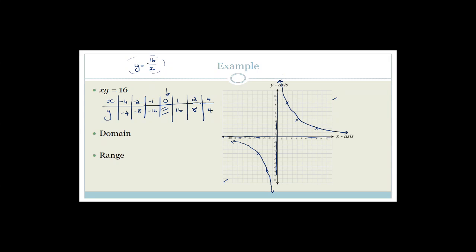You could put in x equals 1, x equals 2, x equals 4, x equals 8, x equals 16. All of those are nice, easy factors. All your factors of 16, in fact, you can put in.